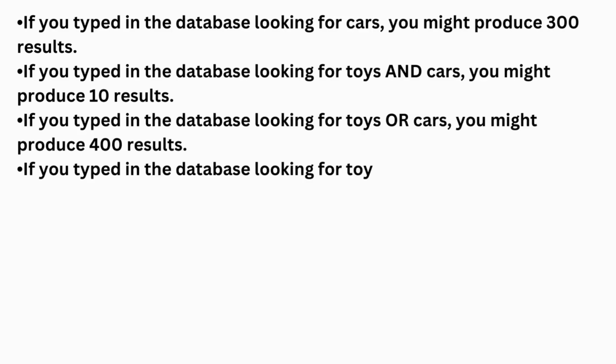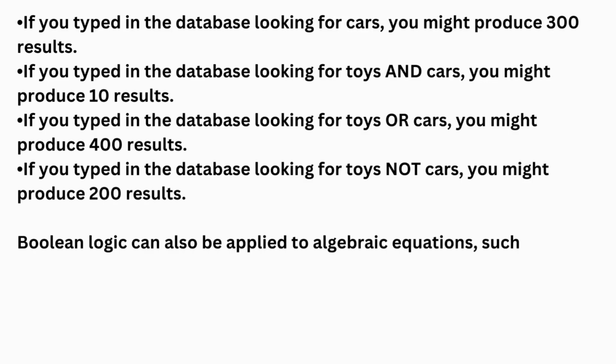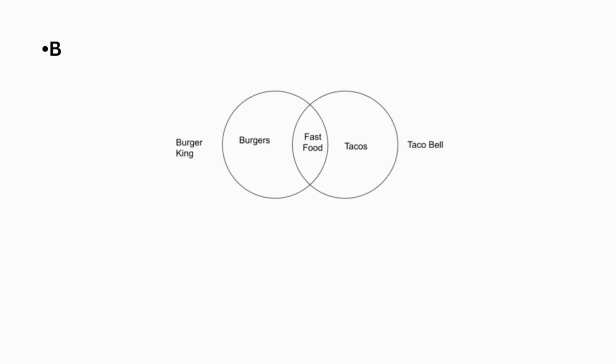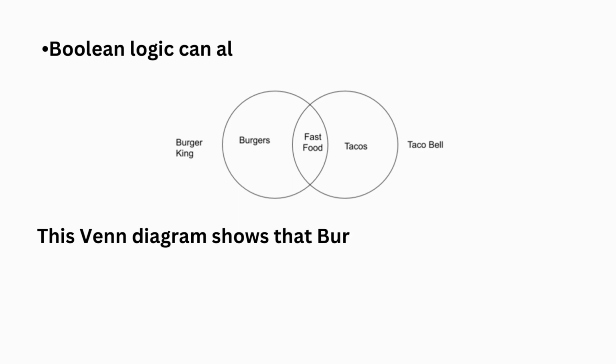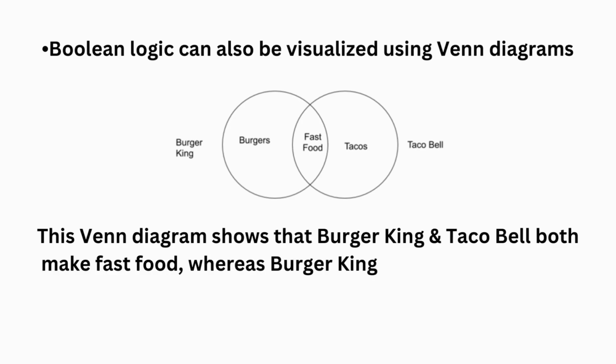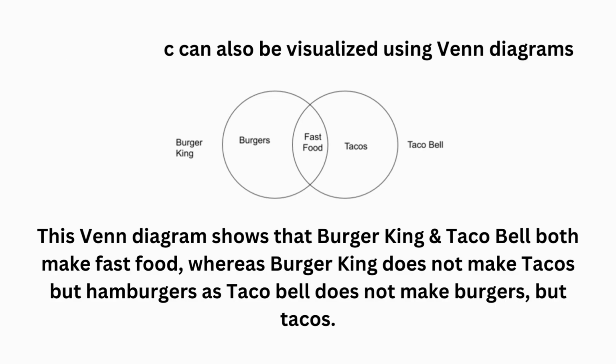Boolean logic can also be applied to algebraic equations, such as the following. If x is equal to 1 and y is equal to 1, x and y is equal to 1. If x is equal to 1 or y is equal to 0, x or y is equal to 1. If x is equal to 0, not x is equal to 1. Boolean logic can also be visualized using Venn diagrams. This Venn diagram shows that Burger King and Taco Bell both make fast food, whereas Burger King does not make tacos but hamburgers, as Taco Bell does not make burgers, but tacos.